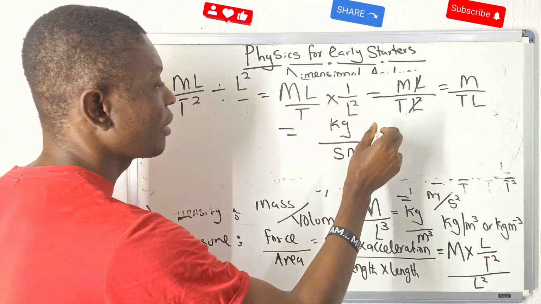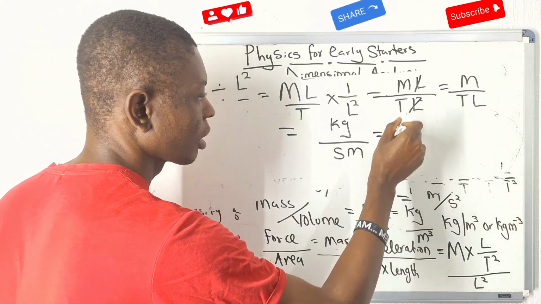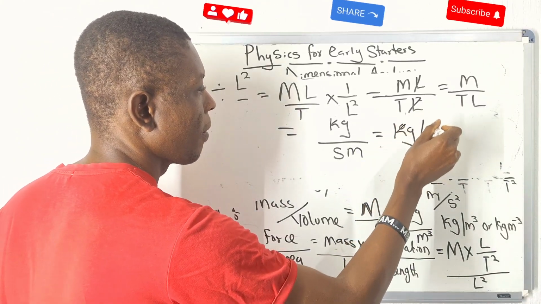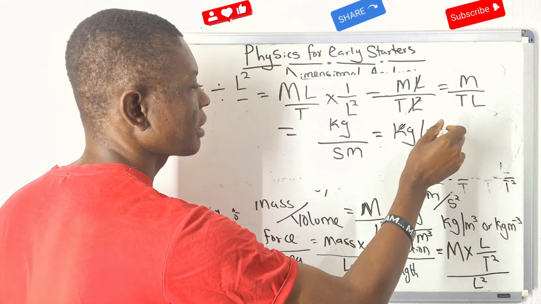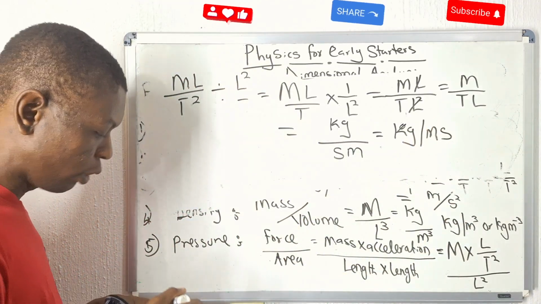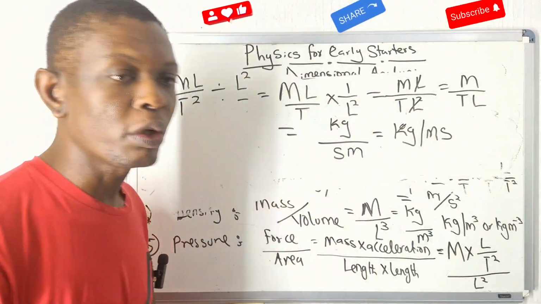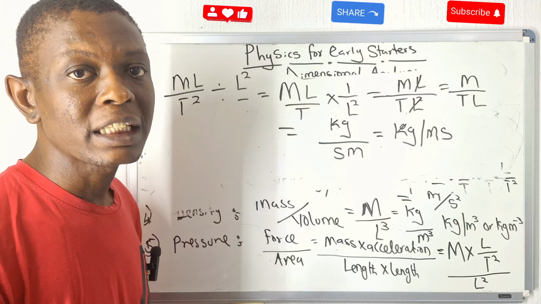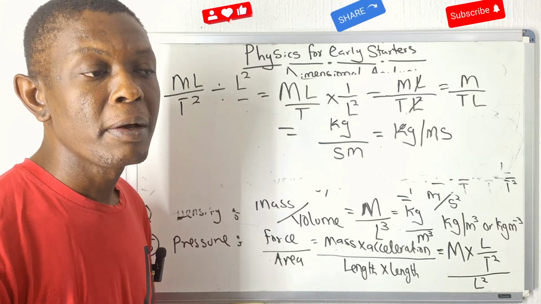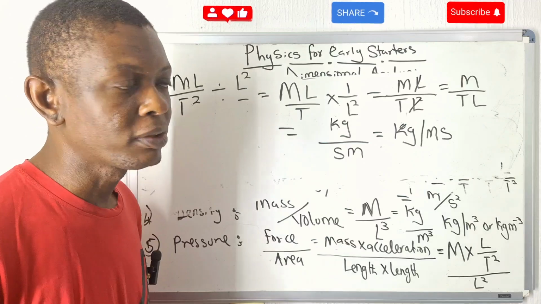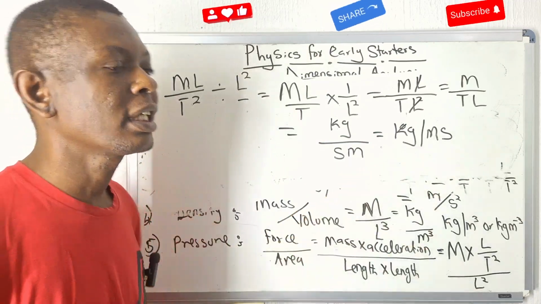So therefore, the SI unit is kg per meter seconds squared. So this is the SI unit for pressure. Although the man who found pressure is also called Pascal. So if you don't want to write kilogram per meter seconds squared, you can simply write Pascal or bar, and it also has different forms. But this is how the unit is derived.